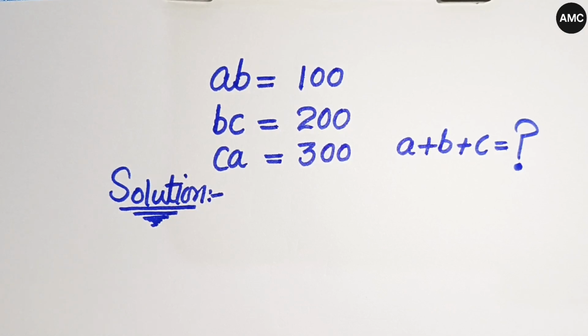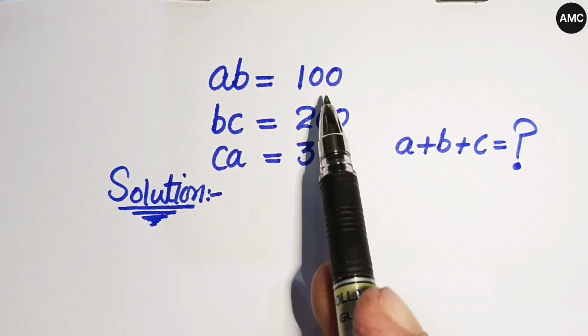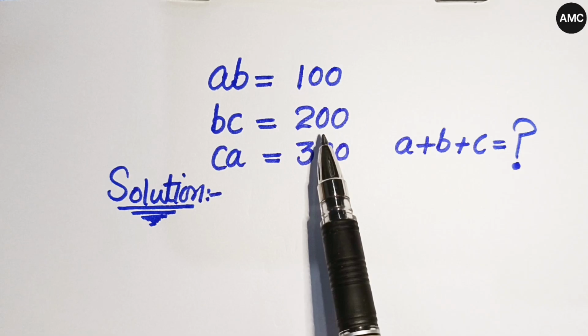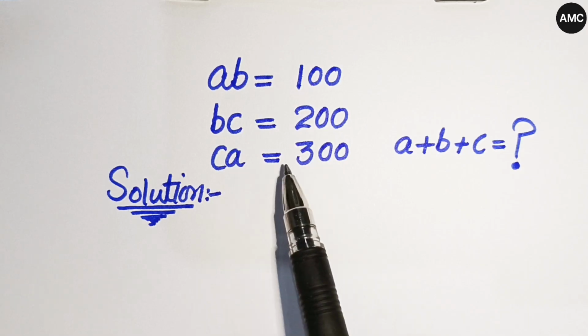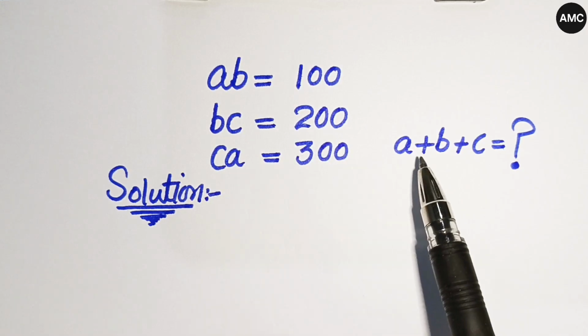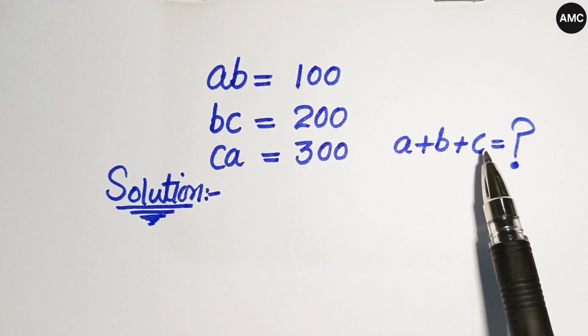Today we have a nice mathematics problem: a times b is equal to 100, b times c is equal to 200, and c times a is equal to 300. We have to find the value of a plus b plus c.